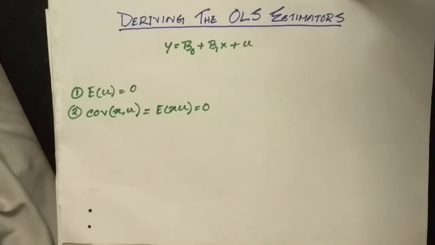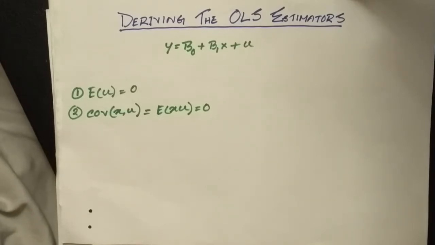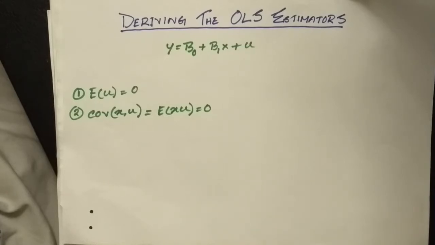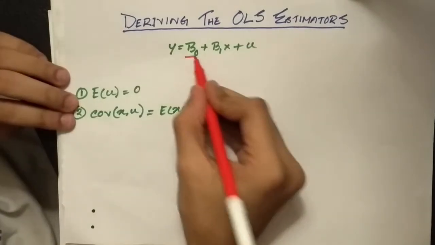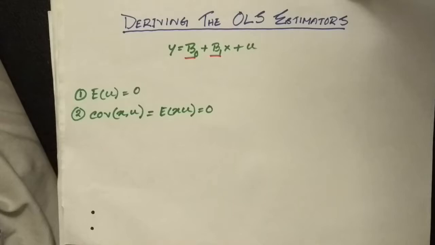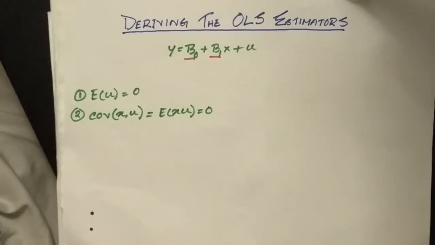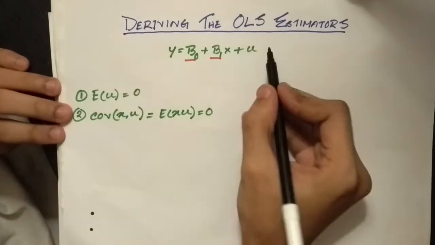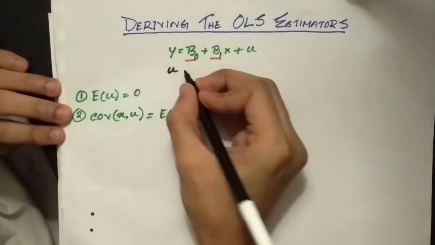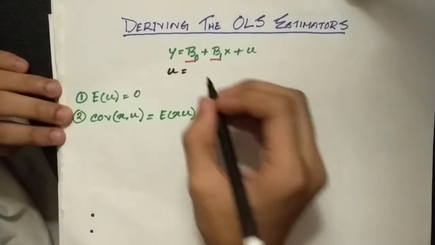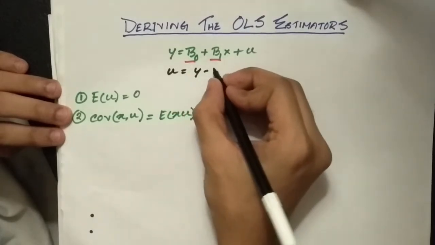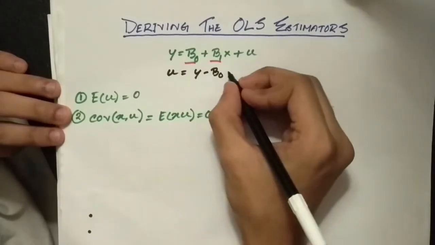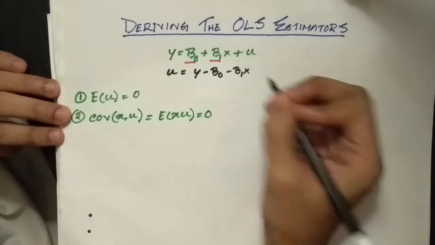Now that we know the basics of summation operators, we can derive the OLS estimators, that is beta naught and beta 1, from the simple regression model. Note that we can also write this simple regression equation as u equals y minus beta naught minus beta 1 x.